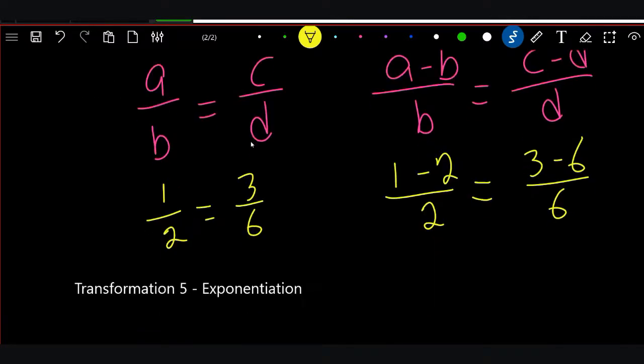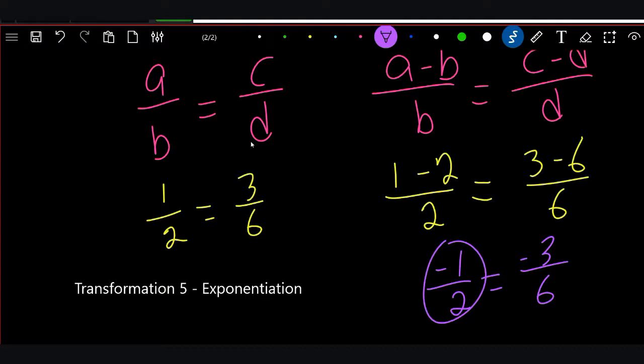All right, let's see if this works. 1 minus 2, I'll write this in a new color. 1 minus 2 equals negative 1 over 2. And that's proportional to negative 3 over 6. So really, we're back to where we started from here, but we're on the negative side of things, but it's still proportional even though it's negative. Again, we changed the value, but we still maintain the proportionality between the two.